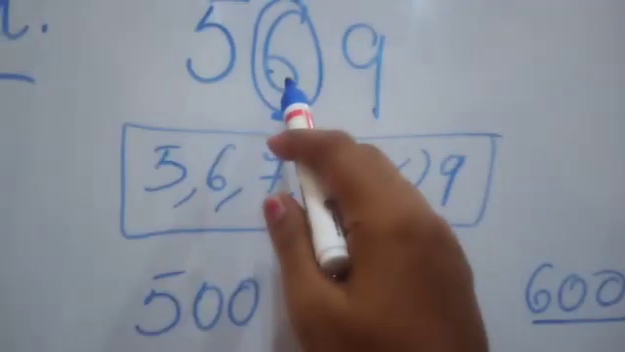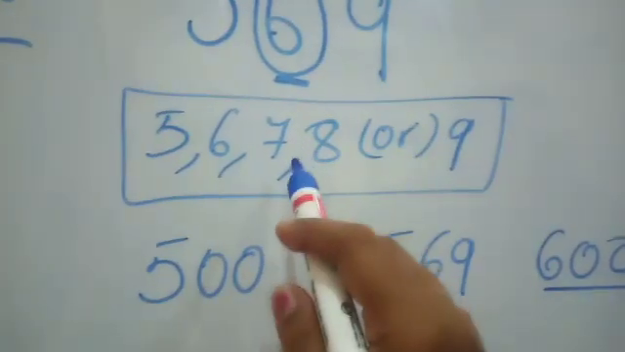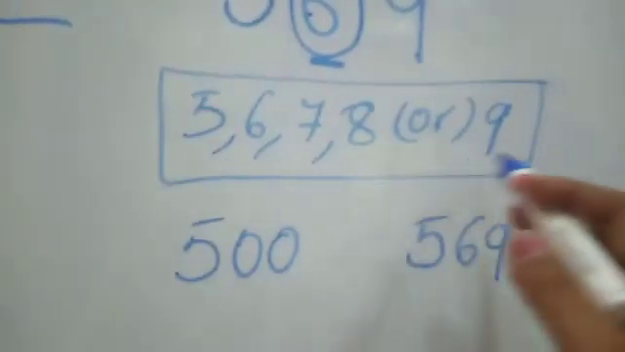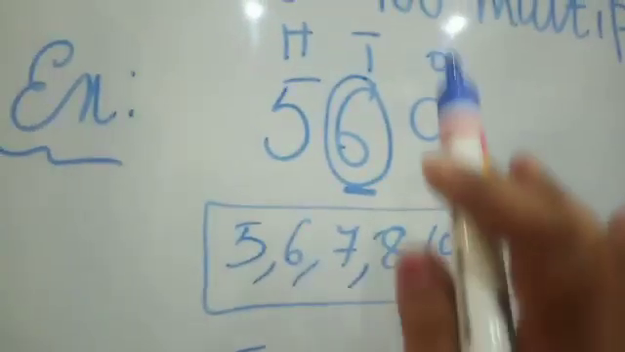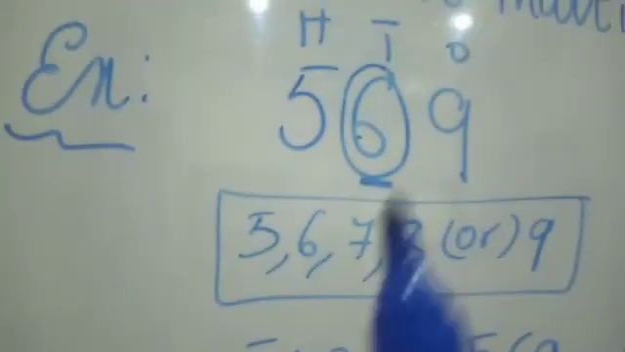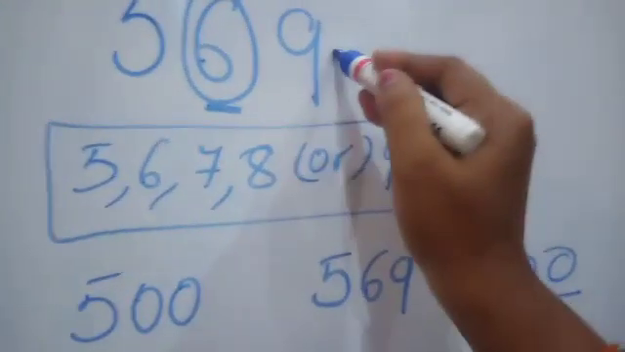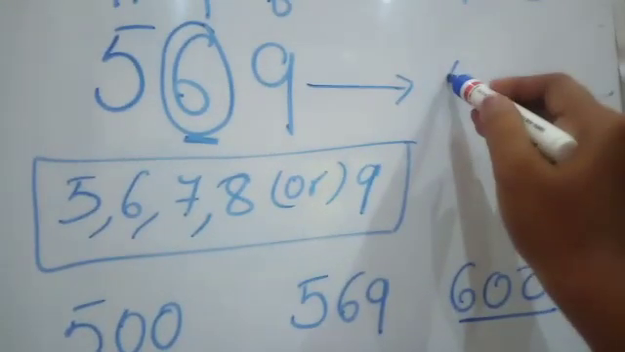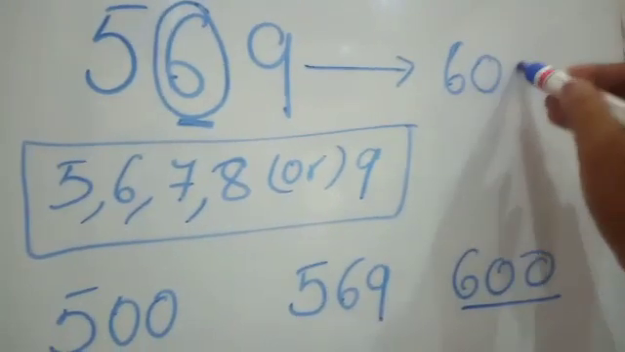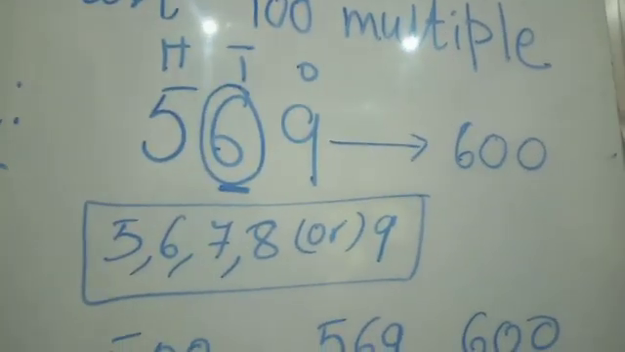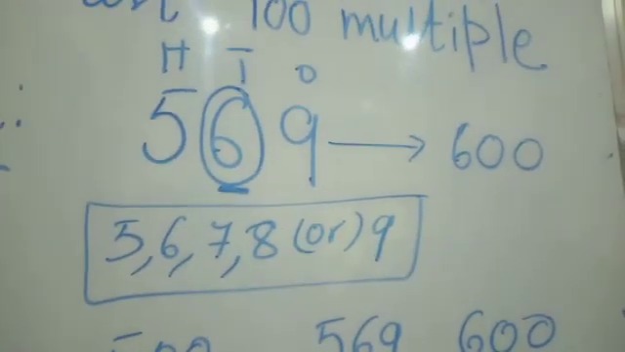If in tens place 5, 6, 7, 8 or 9, if any of these numbers are there, we should round off the number to its nearest greater 100. So, now the answer will be 600. Now we are clear with the concept. Now let us see some more examples for this.